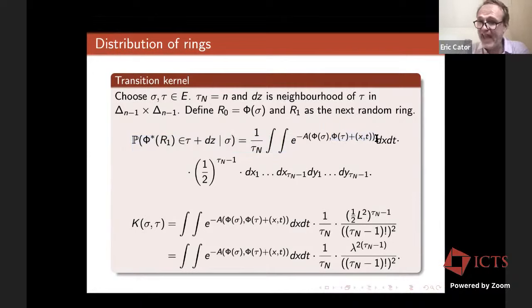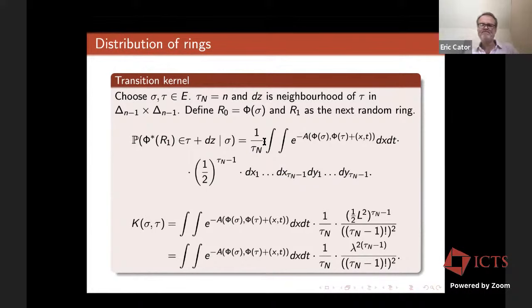So that's e to the minus A of that thing. And then I get the size of the box, but remember the Jacobian, so the size in the state space is different from the size in the cylinder. And you get this Jacobian 1/2 to the power tau n minus 1. So that's this factor. And then there's one last factor, which is this one, 1 over tau of n.